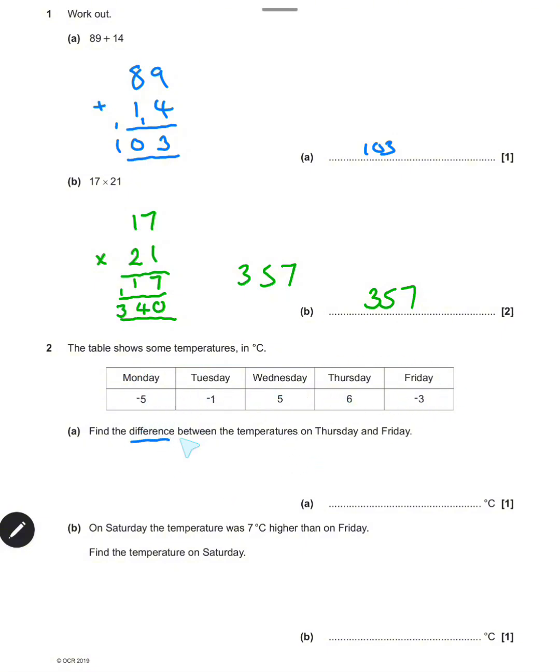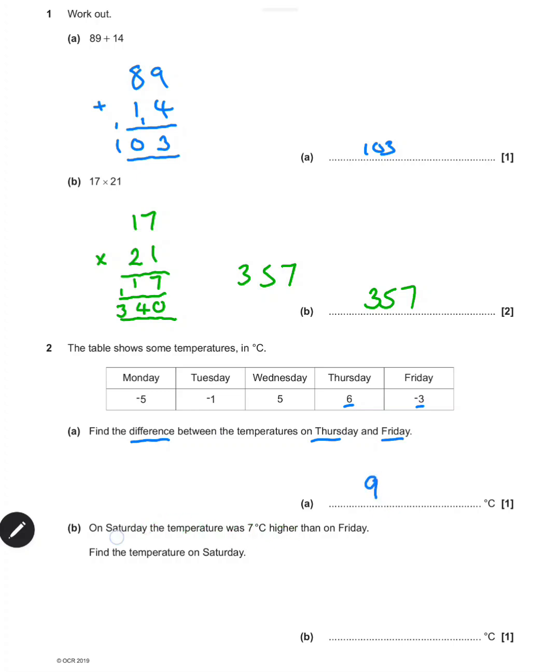Question 2, we've got a table showing temperatures from Monday to Friday. And it says, what's the difference between Thursday and Friday? And difference is just about how we get from here to here. It's what's the actual amount between those. So to go from 6 to -3 is a difference of 9.